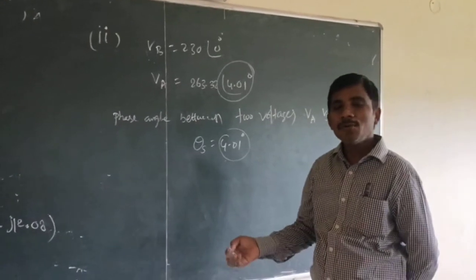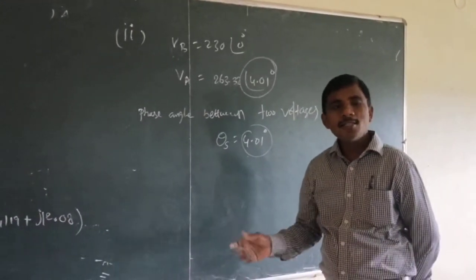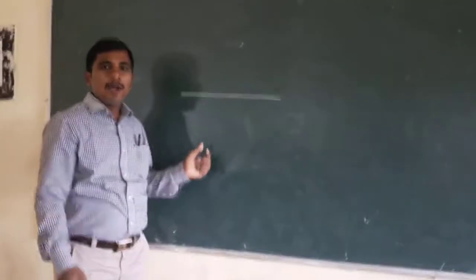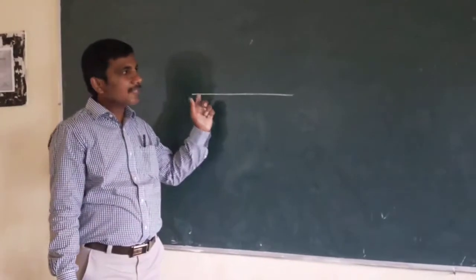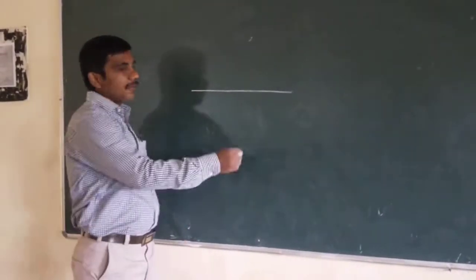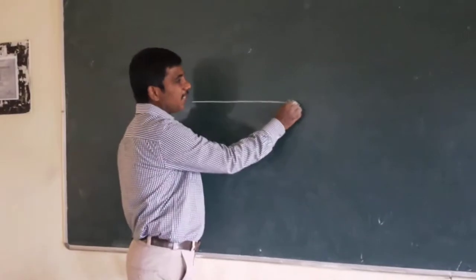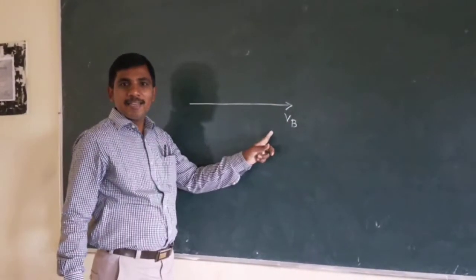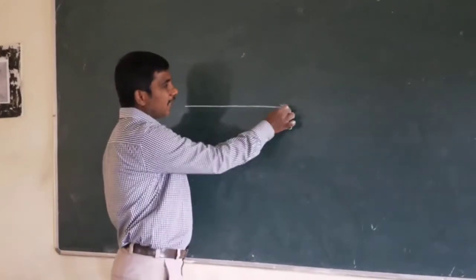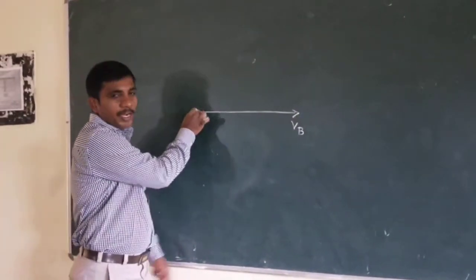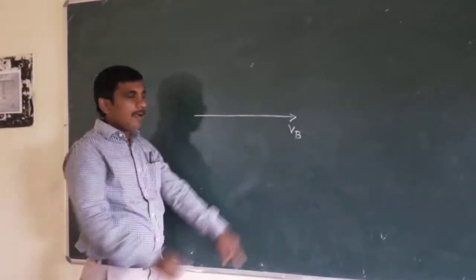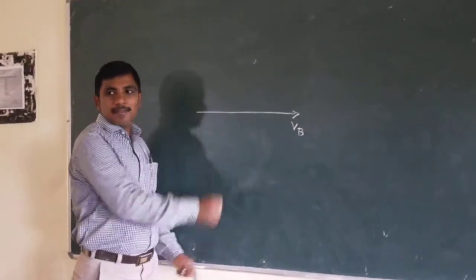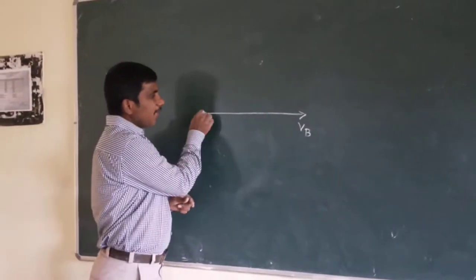For this we have to draw the phasor diagram. Let us now discuss how to draw the phasor diagram for the same numerical problem. The voltage VB, 230 volts, is taken as the reference. For that, what is the current at point B? Is I1 the current or I2 the current? At point B, I2 is the current.